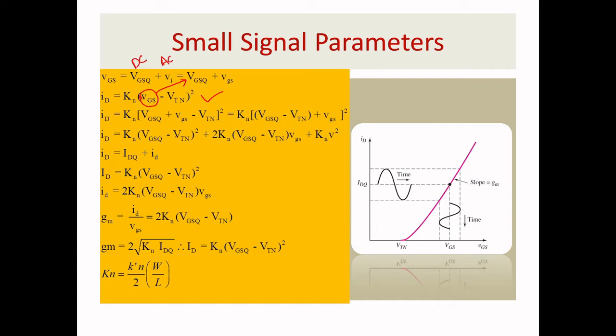Just rearranging the parameters, you will get (VGSQ minus VTN) plus vgs, so that I am writing as A plus B. So (A plus B) whole square formula: A square plus B square plus 2AB. So that gives this expansion.